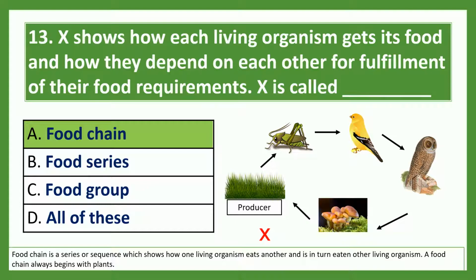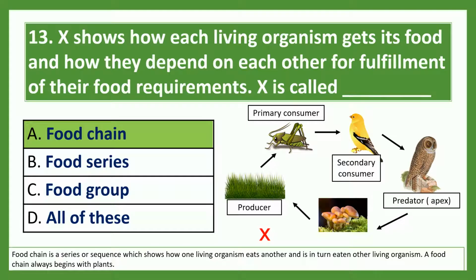Here, grass is the producer. It can make its own food. It is eaten by a grasshopper, which is called a primary consumer. The grasshopper is eaten by a bird, which is called the secondary consumer. The bird is eaten by an owl, which is called a predator. The predator then dies. The decomposers break down the dead plants and animal remains into simpler forms, which are then absorbed by the plants.